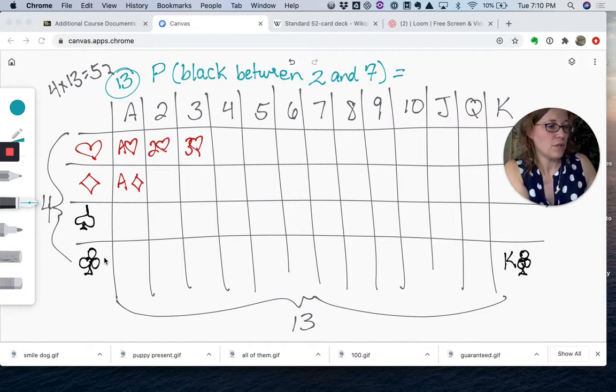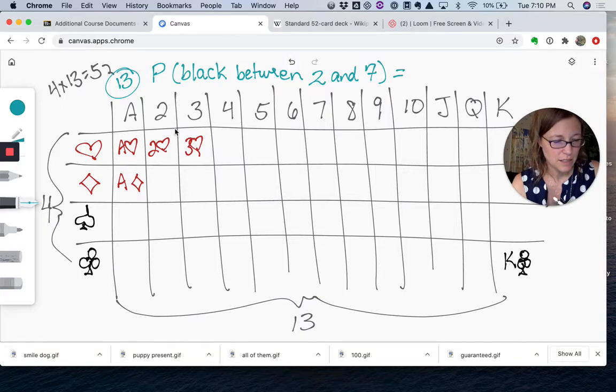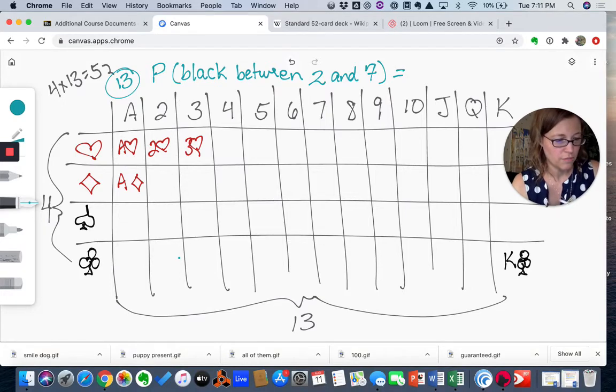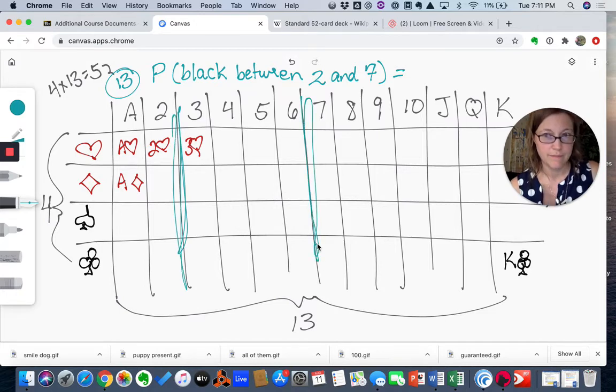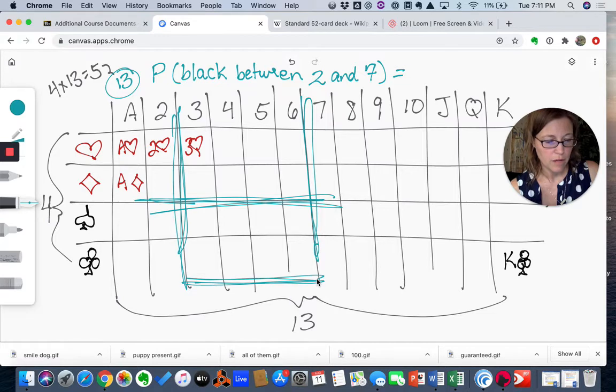So not 2, bigger than 2, and smaller than 7. But we want them to just be black. So, okay, it looks like I've got 1, 2, 3, 4, 5, 6, 7, 8. 8 out of 52.